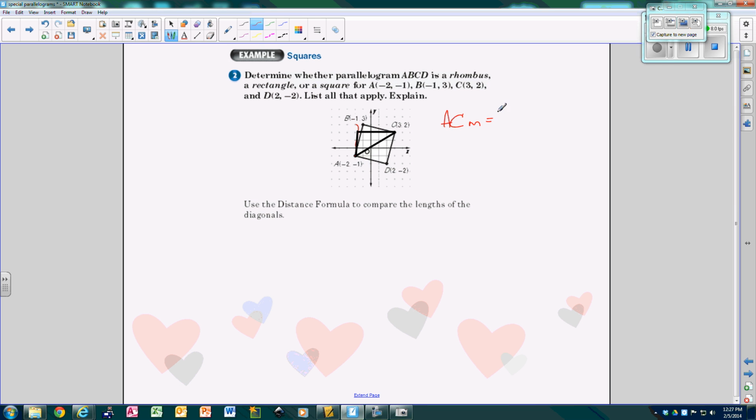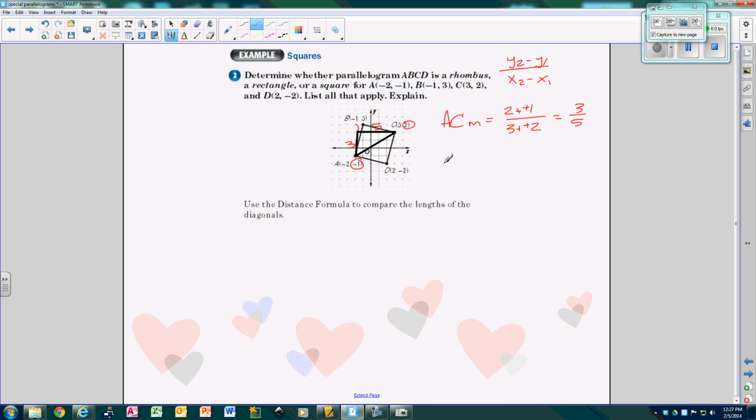We could use the slope formula too, because remember, slope formula is y2 minus y1 over x2 minus x1. I could just use the numbers. So I could go 2 minus negative 1 over 3 minus negative 2. And two negatives make a positive. So I would get 3 over 5. So to double check, I'd go 1, 2, 3. 1, 2, 3, 4, 5. So 3 over 5. So the slope of AC is 3 over 5.